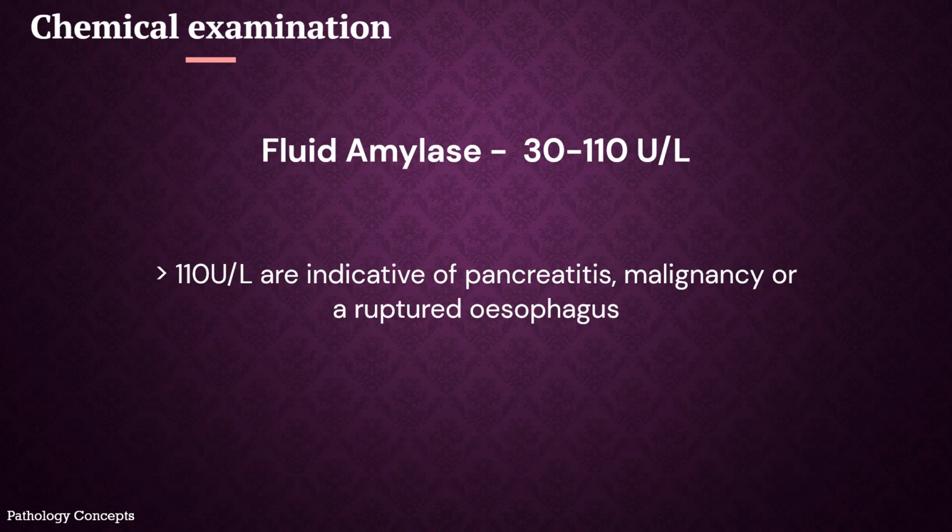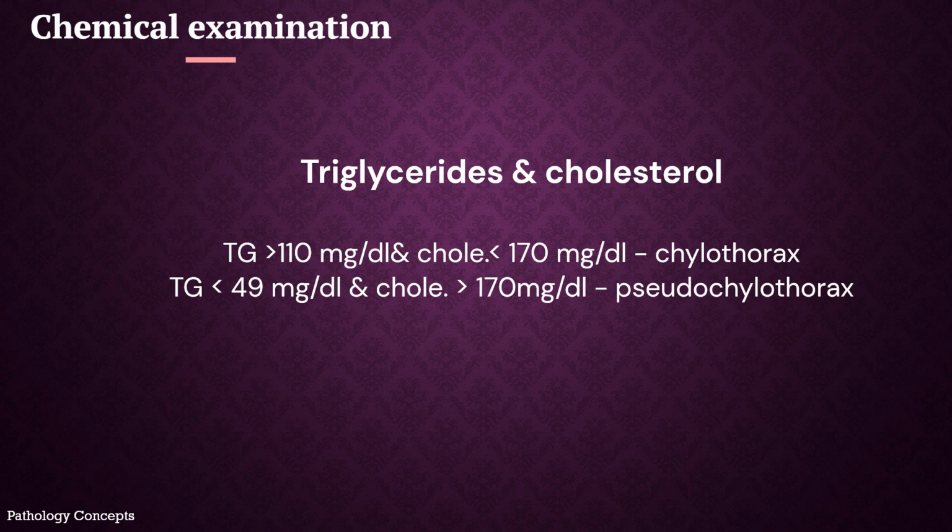Amylase. The normal pleural fluid amylase level is between 30 to 110 units per liter. Pleural fluid amylase levels greater than 110 units per liter are indicative of pancreatitis, malignancy, or ruptured esophagus. Triglycerides and cholesterol. If triglyceride is more than 110 and cholesterol is less than 170 mg per dl, then it suggests chylothorax. And if the triglyceride is less than 49 mg per dl and cholesterol is more than 170 mg per dl, then it suggests pseudochylothorax.